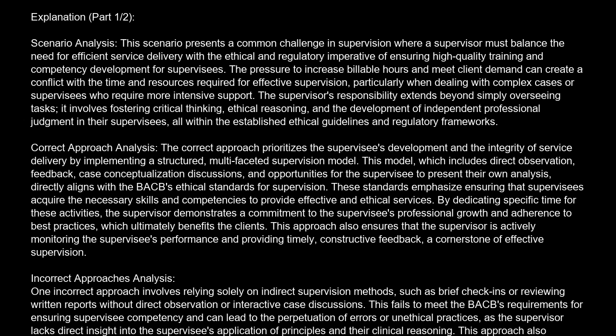This fails to meet the BCBA requirements for ensuring supervisory competency and can lead to the perpetuation of errors or unethical practices, as the supervisor lacks direct insight into the supervisee's application of principles and their clinical reasoning. This approach also neglects the crucial element of modeling professional behavior and ethical decision-making.